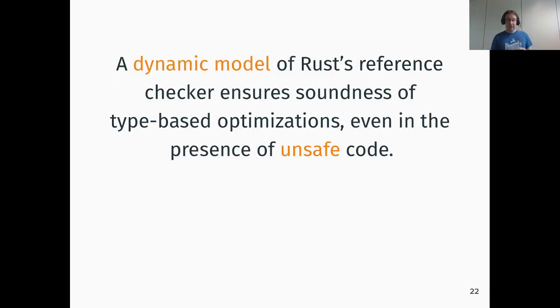So that's all I got. I presented Stacked Borrows, which is a dynamic model of the existing Rust borrow checker that ensures soundness of some intra-procedural type-based optimizations that works even in the presence of unsafe code.